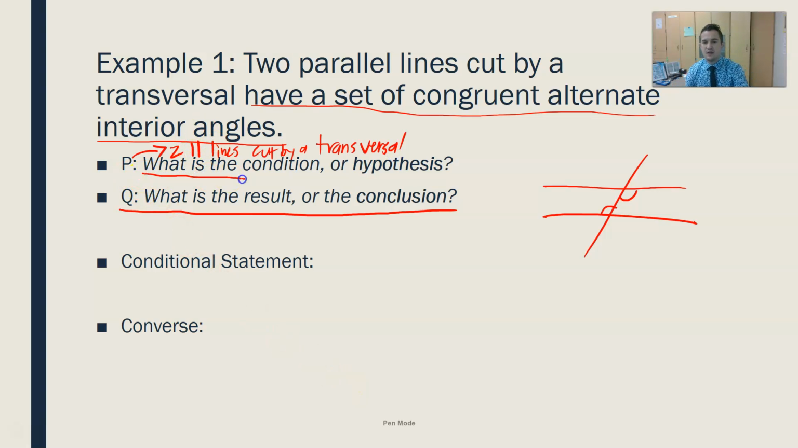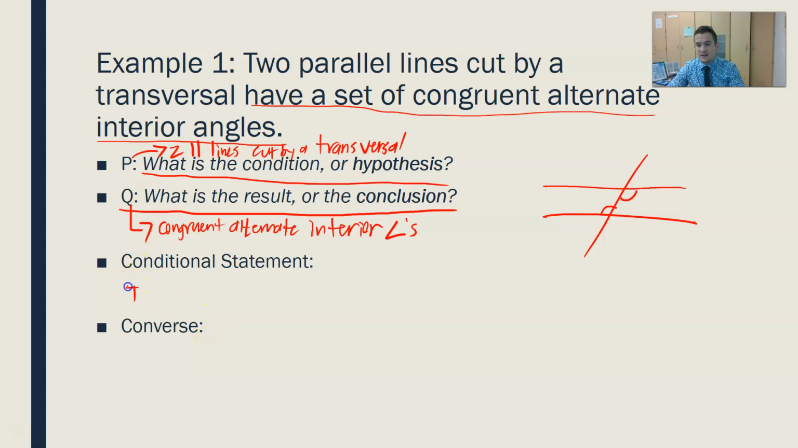And I'm saying when I have these 2 parallel lines, the result is that I have congruent alternate interior angles. And this little alligator jaw can represent an angle. So I know what my condition or my hypothesis is. I know what my conclusion is. So my conditional statement might look something like this.